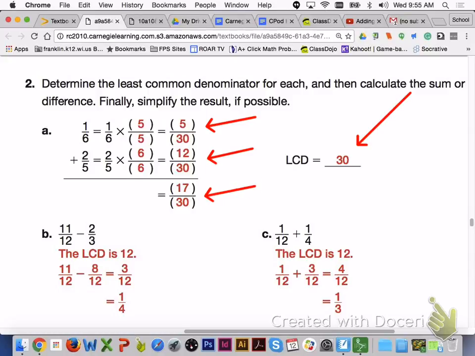Now I can add the numerators together. 17/30 is my fraction, and it is in simplest form because the only factor that the numerator and denominator have in common is 1.